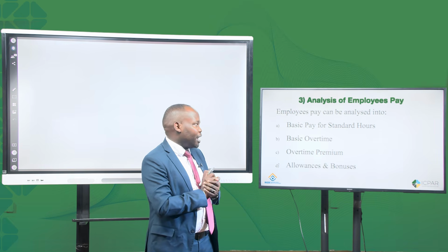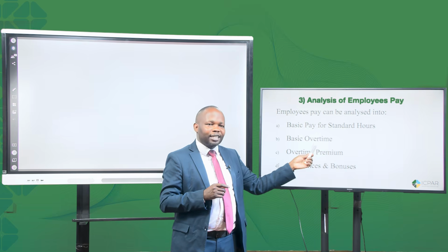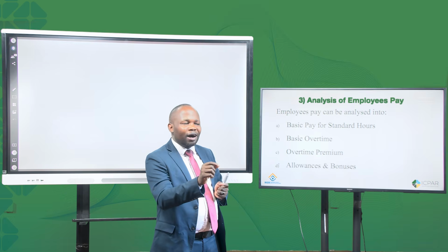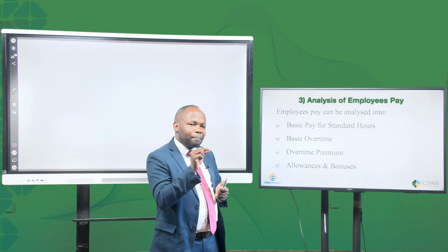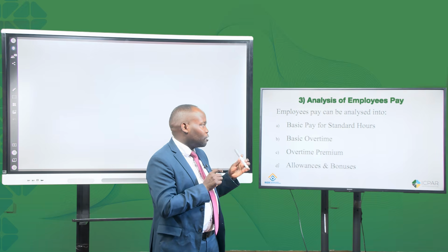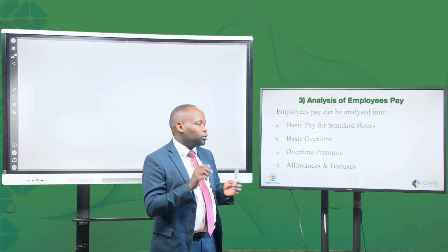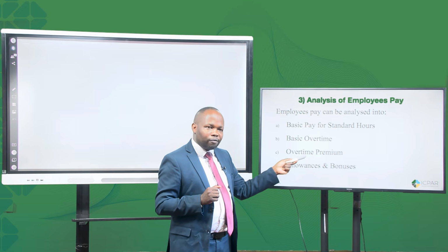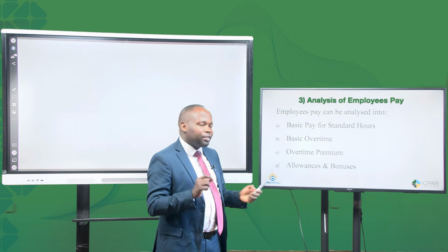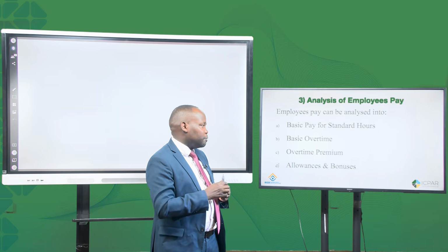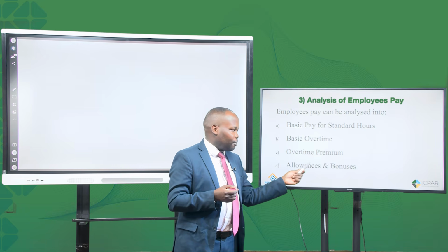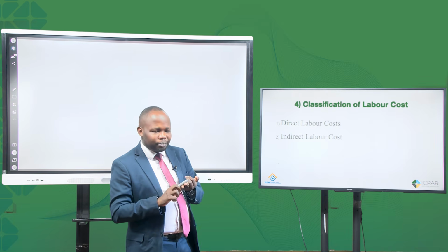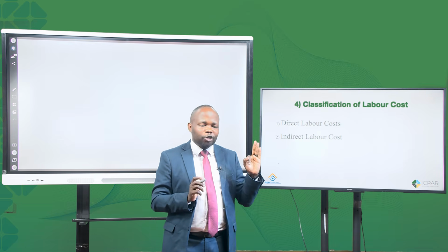Any extra hour an employee works is known as overtime. Normally, the employee should be paid at a higher rate above the basic rate. So the extra pay the employee receives if he works overtime is divided into 2. There is what we call basic overtime and overtime premium. Overtime is one of our subtopics. And then finally, there are benefits the employee can receive in the business, and these benefits are allowances and bonuses. The third item, we are now looking at classification of labor costs.